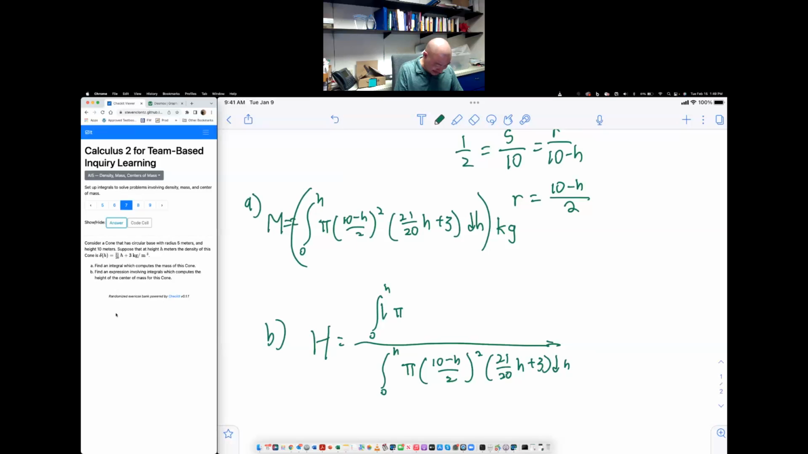The only difference being that in the numerator, we weight the cross sections by the height. And by doing this computation, we're essentially computing an average height. So we have h pi, 10 minus h over 2 squared, 21 over 20 h plus 3 with respect to h. And all of this will have units meters.